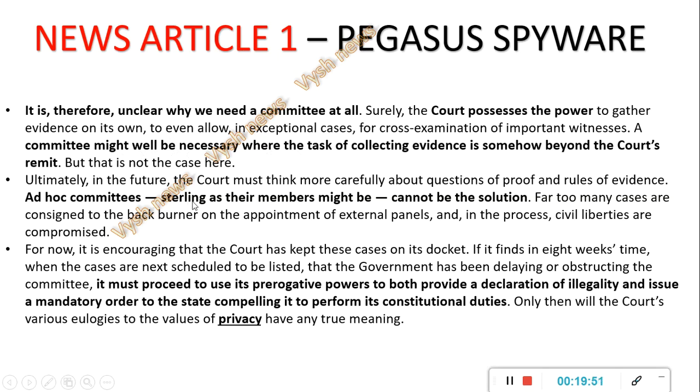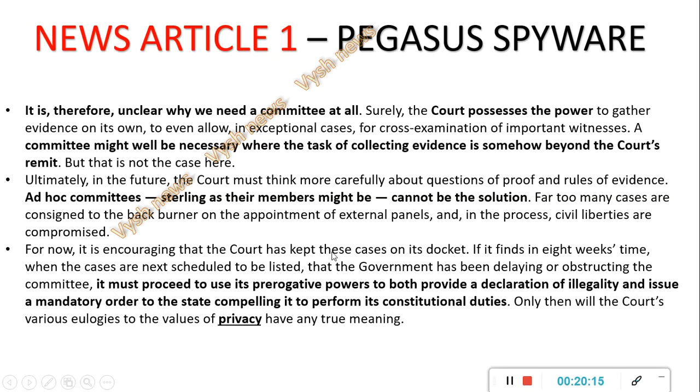Okay, so ad hoc committees cannot be the solution. That is what he's telling. So for now, it must proceed to use its prerogative powers to both provide a declaration of illegality and issue a mandatory order to the state compelling it to perform its constitutional duties. Only then will the courts... they are telling in every judgment, they will tell right to privacy is there, right to privacy is there.